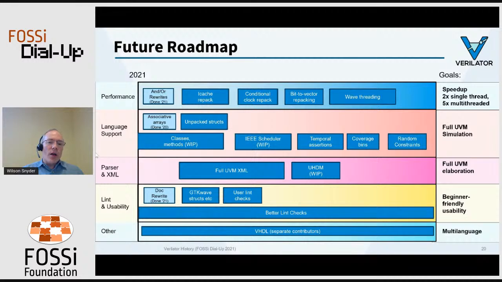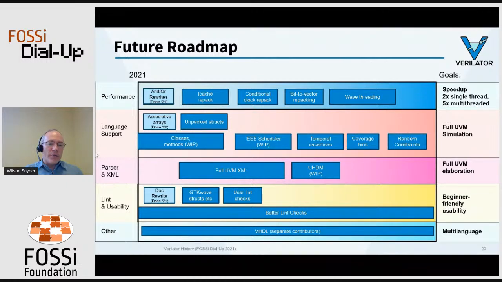On the parser, we can parse all UVM. So we have a full parser already there. We cannot split out all the XML yet. We're not yet fully through the elaboration process on UVM, so that's something we need to finish supporting.